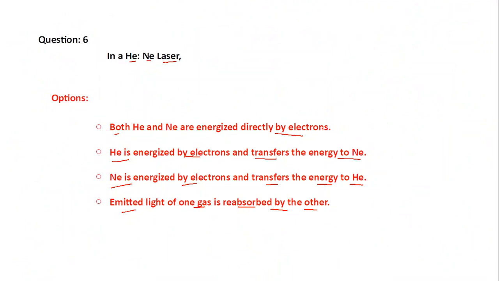First of all, this point was discussed previously. Both helium and neon are energized directly by electrons. Both can be energized, but the helium is energized by electrons and transfers the energy to neon. Since the helium is more in concentration, the helium being energized by electrons transfers the energy to neon, and then neon is energized.